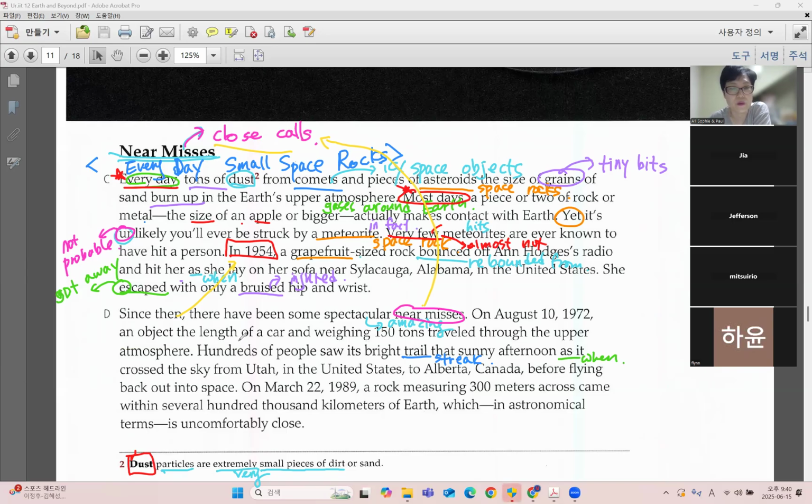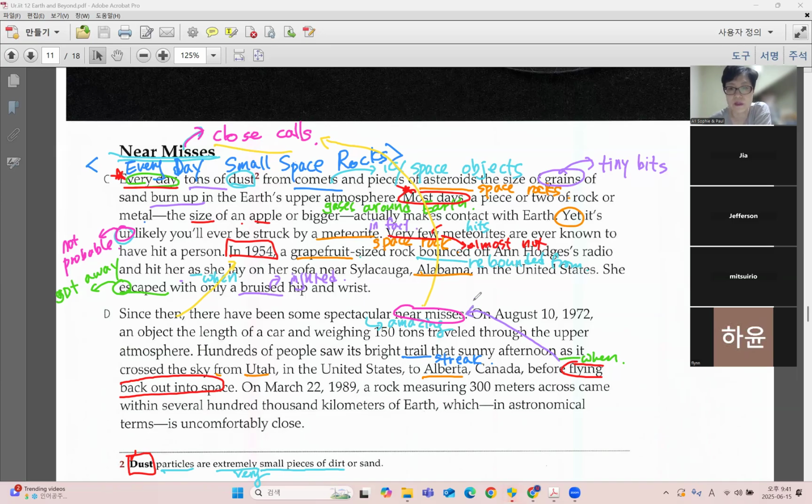When it crossed the sky from Utah. Where? Interesting, Utah, in the United States. The other one was where? Alabama. And this one is Utah. And also to where? Alberta, in Canada, before flying back out. Before flying back, oh, you're flying back into space. Everybody here, look. It flew back out into space. So that is related to what? A near miss.